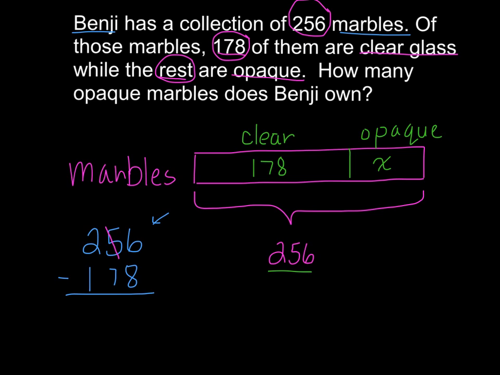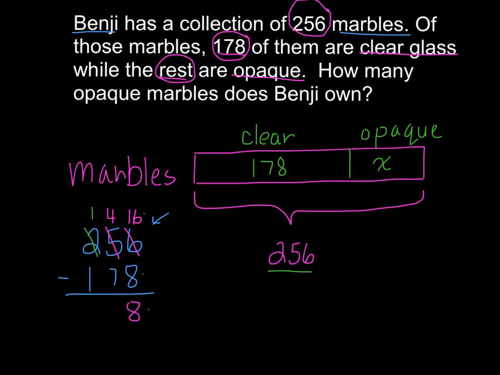If I take one of the tens away, that 5 is going to be left with 4 tens. And this 6 now has 10 added to it, so it will be 16. 16 minus 8 is 8, because 8 plus 8 equals 16. 4 minus 7, can I do that? No, I'm going to have to make another trade. So now I go to the hundreds place. I borrow from one of these hundreds.